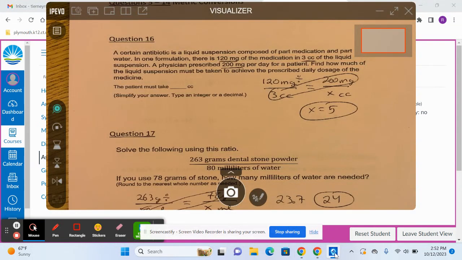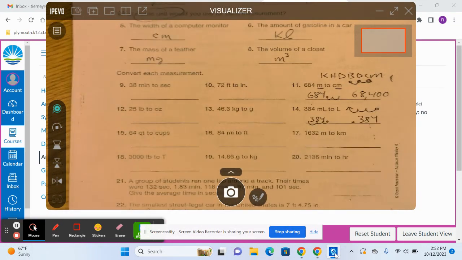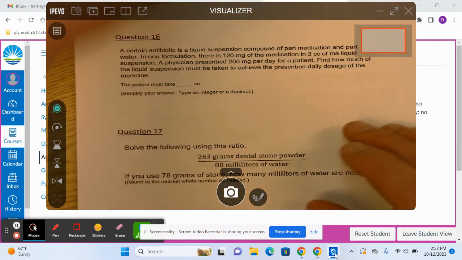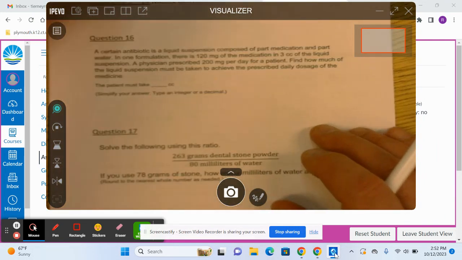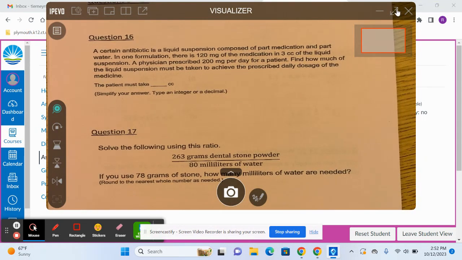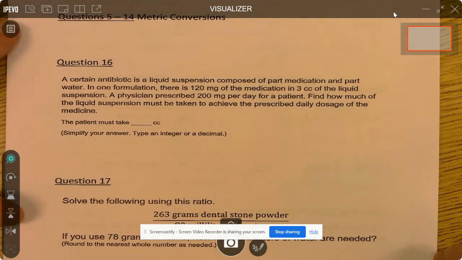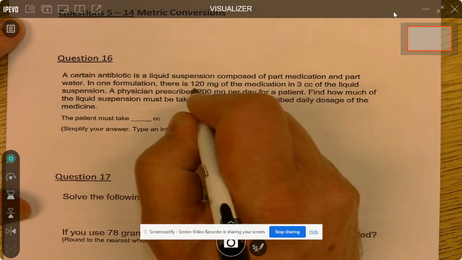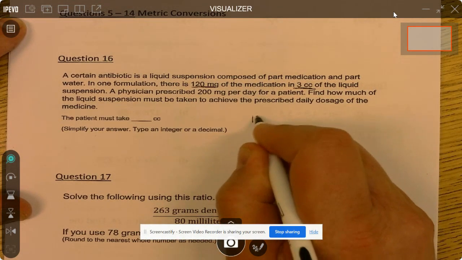Now, here is the piece of paper that we looked at. What I just mentioned were 2 new kinds of questions, 16 and 17. So I'm going to put that up as full screen. Question 16 has a lot of words to it, but the most important part is that it says 120 milligrams in 3 cc's of liquid.